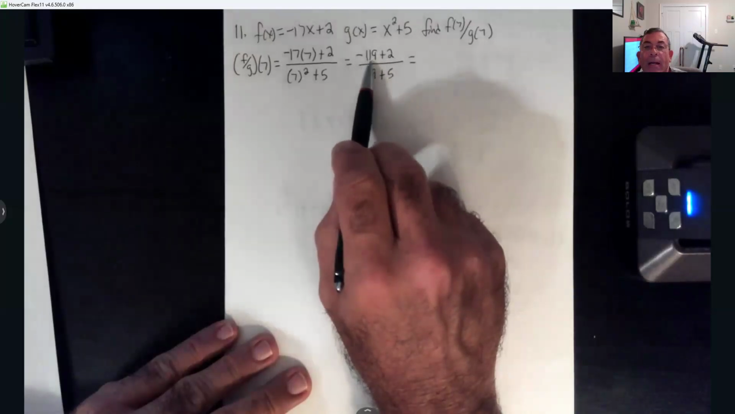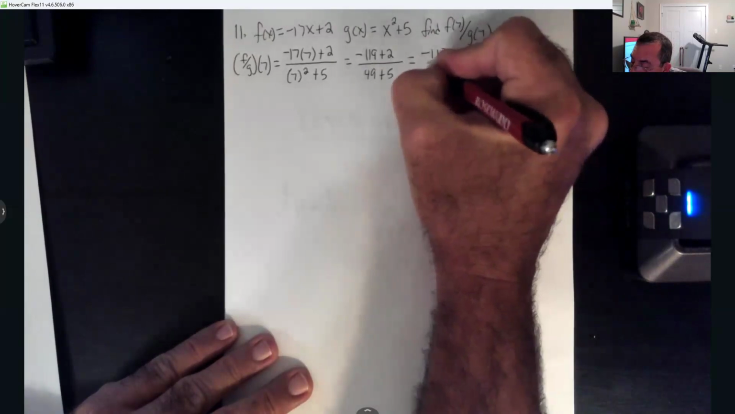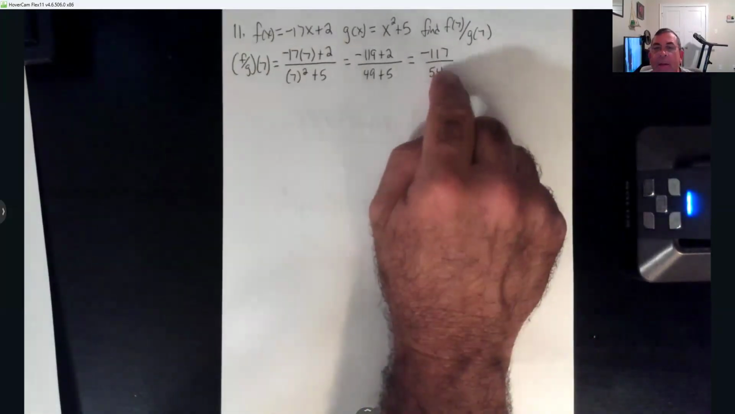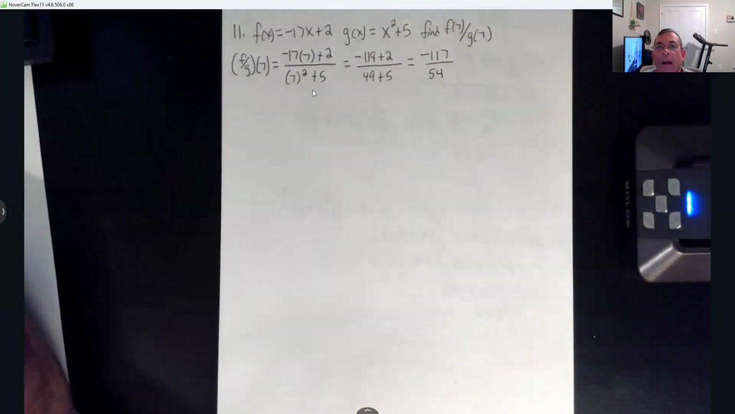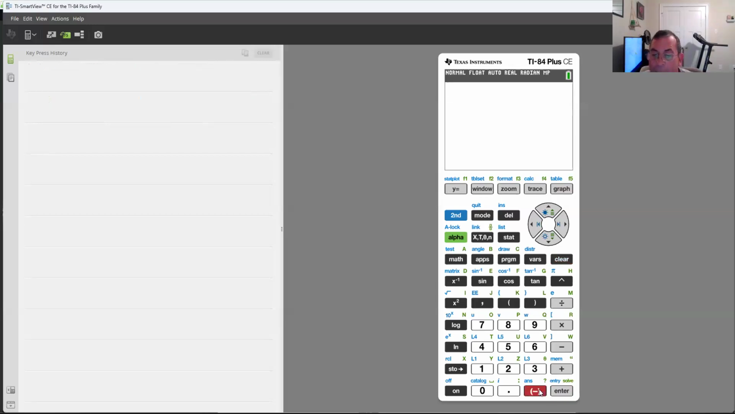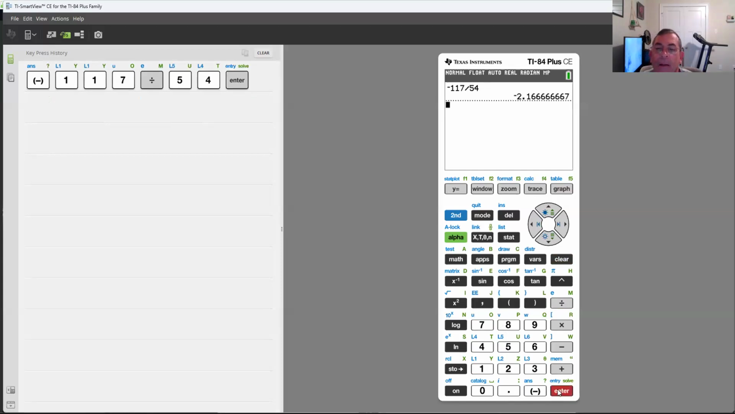All right, let's add the top. Negative 119 plus 2 is negative 117. 49 plus 5 is 54. So this might be hard to reduce, but let me show you a trick. I got a calculator I can use. So I'm going to go to my calculator, and let me clear out my memory here. So I had negative 117 divided by 54. Or you can put it in just like a fraction, like it looks. But I'm going to hit enter and get a decimal out of that. And I'm going to turn the decimal back into a fraction now. So I'm going to hit math and enter twice.